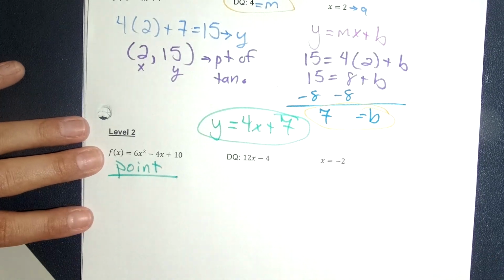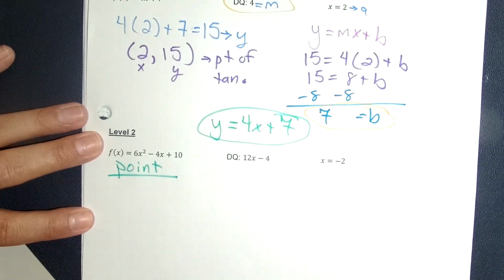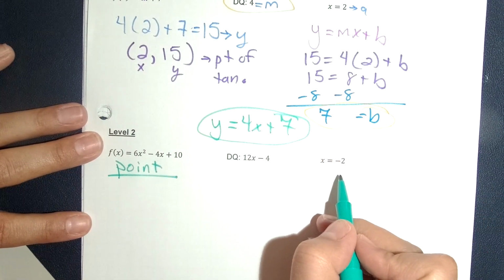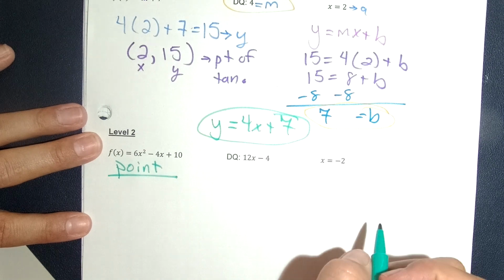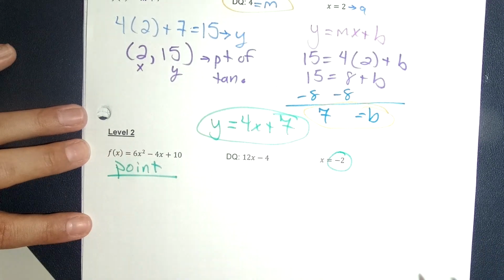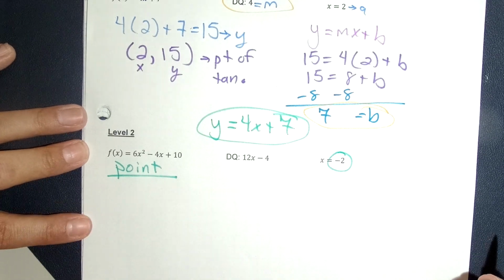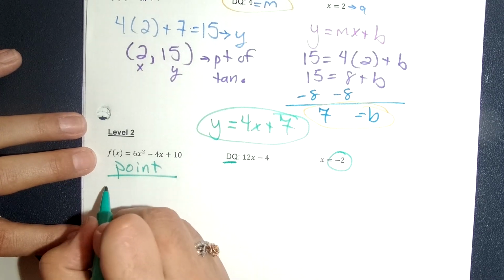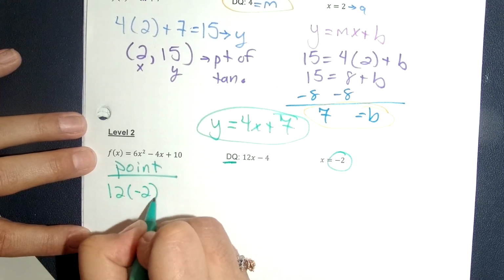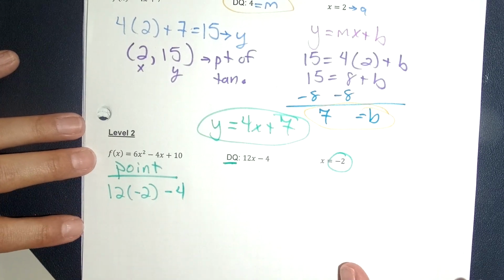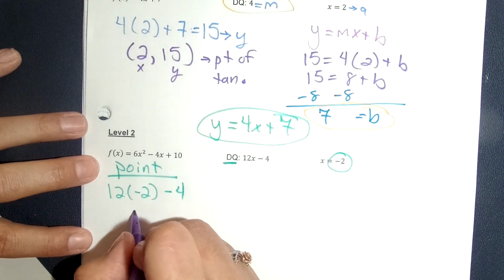Sub in x for a? You mean a for x? I don't know who was saying that. Yeah, so what is a? -2. So where is that going to go? So I have two equations. Yes, we need to sub it into our difference quotient. So I have 12 times -2 minus 4. Good. -28.